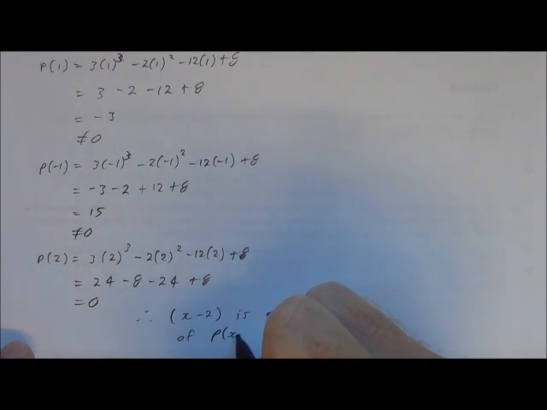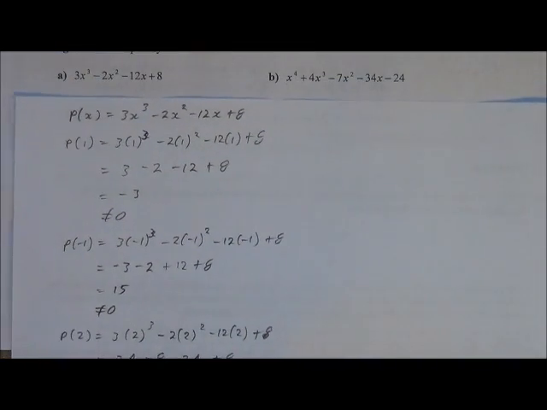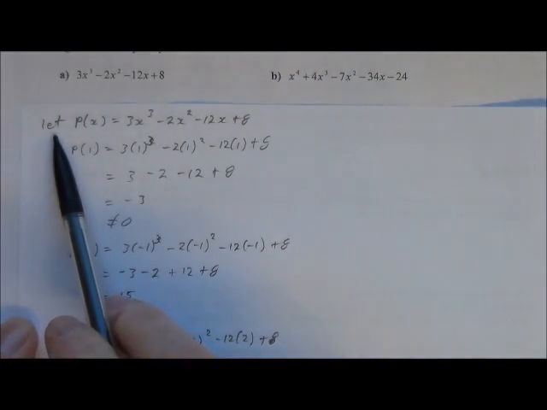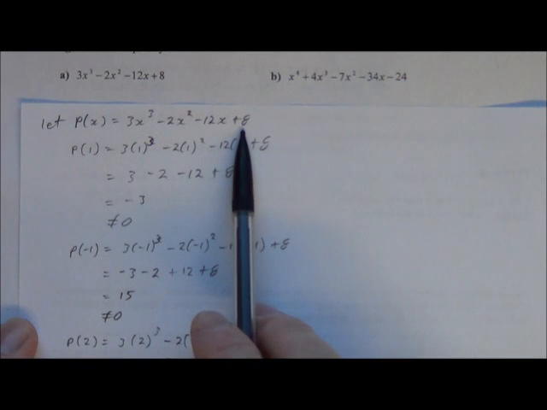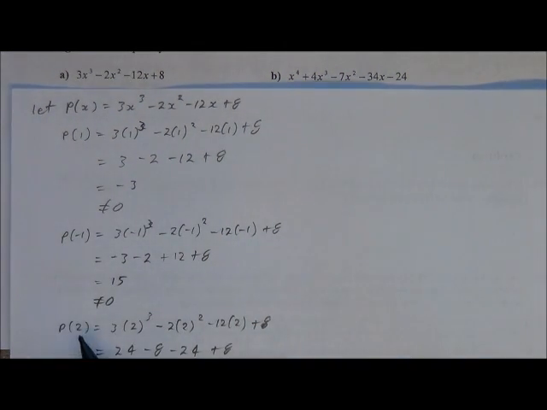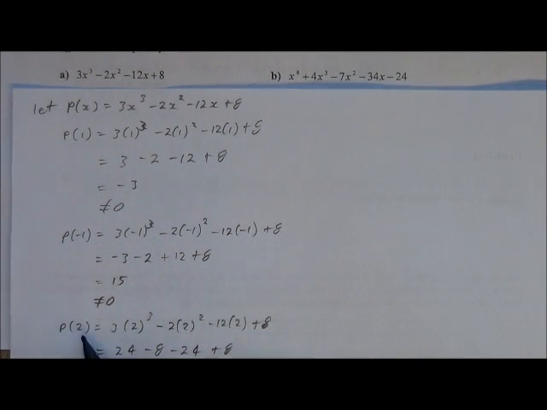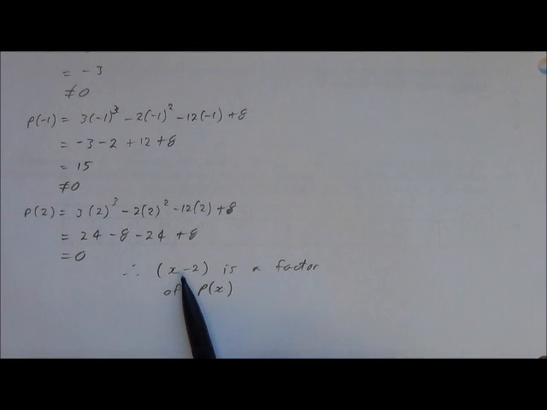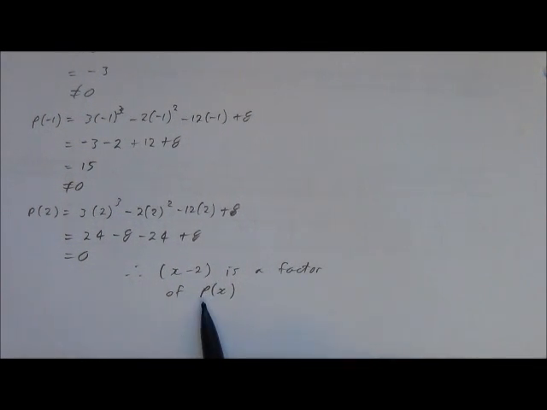of p of x. Okay, so because, sorry, I guess I should have put up here, let p of x equal this polynomial expression. Then we're saying once we've found that p of 2 equals 0, that means that obviously the opposite sign, x minus 2 is a factor of p of x. You need to state that.